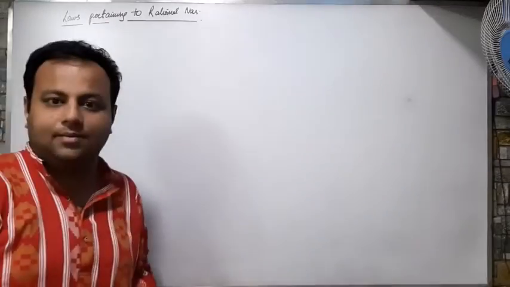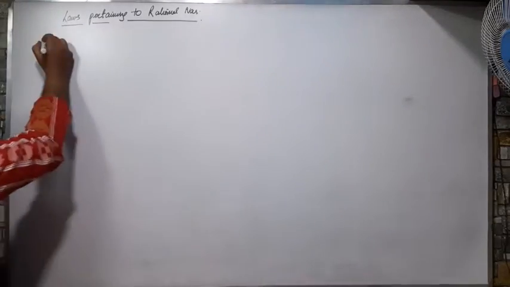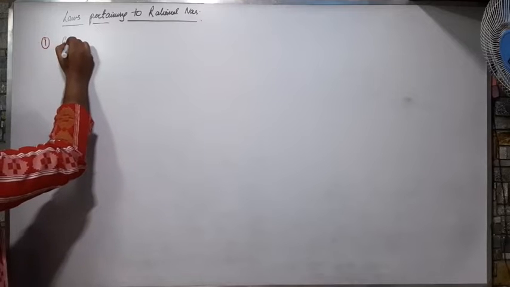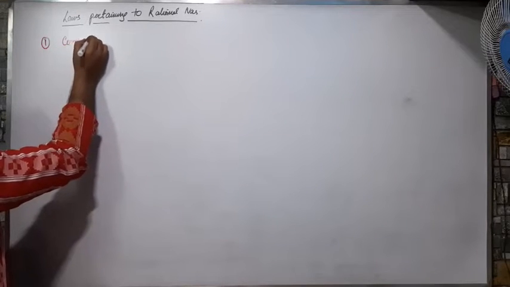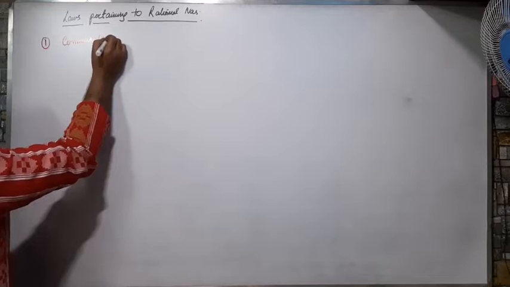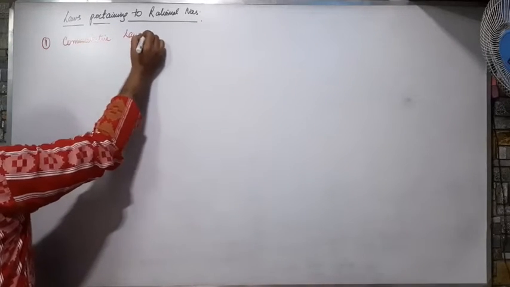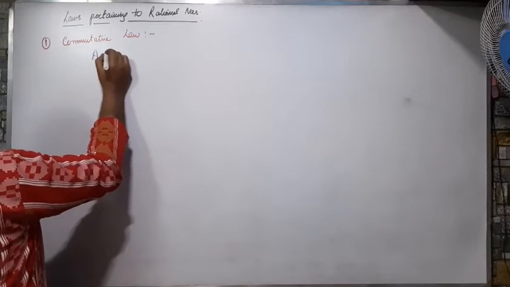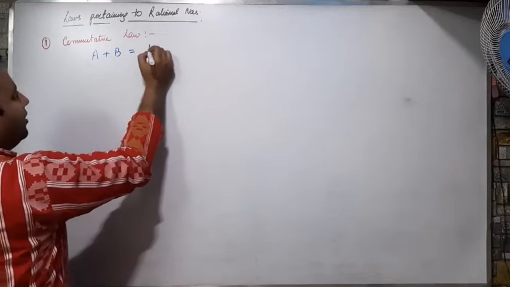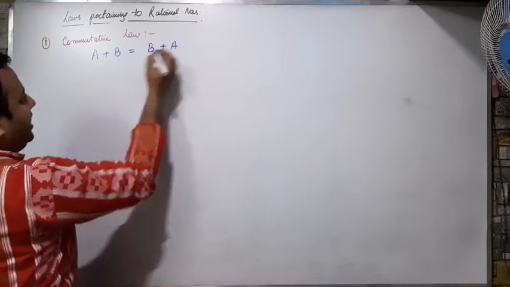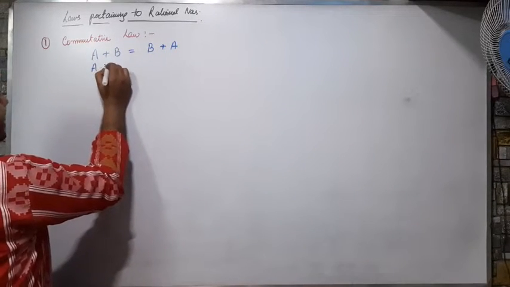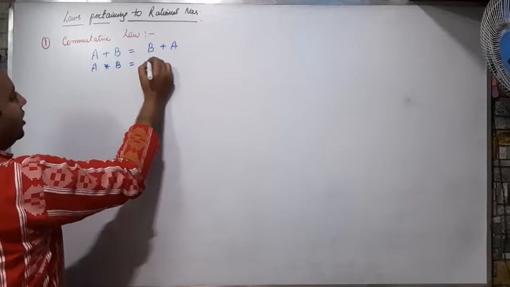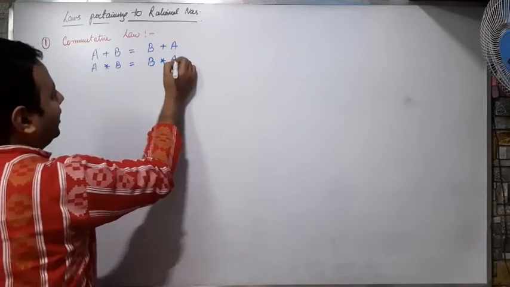Next is the laws pertaining to rational numbers. The first law is known as commutative law. What is commutative law? The commutative law states that for any rational numbers, a plus b will be equal to b plus a, or a into b will be equal to b into a.